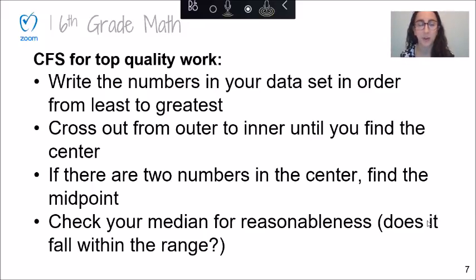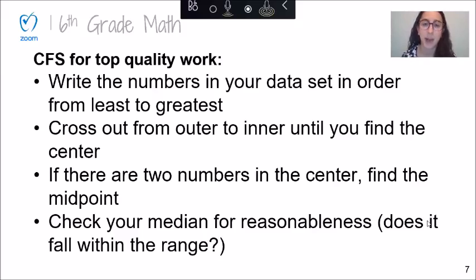Some quick reminders before you get into your work. Number 1, make sure you write your data set in order from least to greatest. You're probably getting sick of hearing me say that, but I promise you it is so important to remember, and I really hope that this is the day that no 6th graders forget to do that.